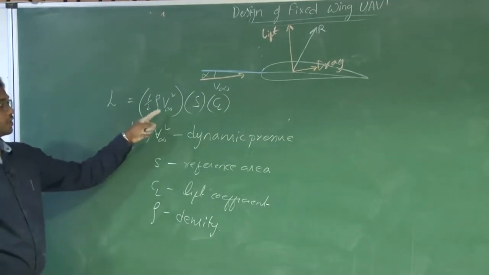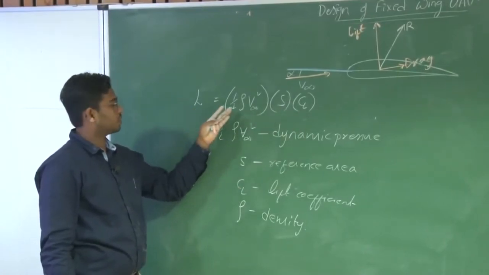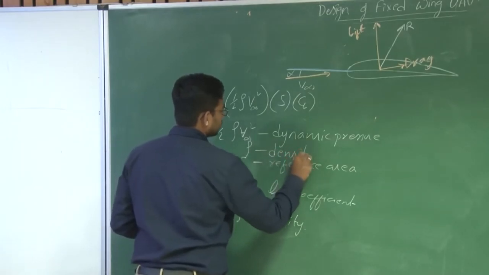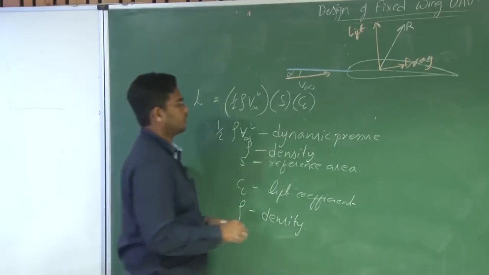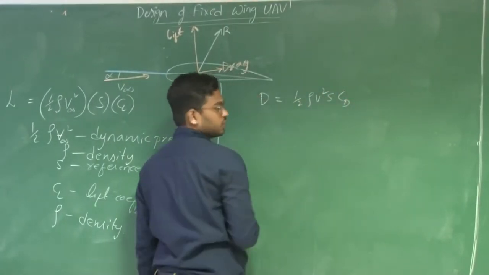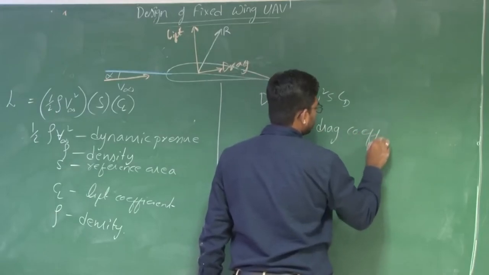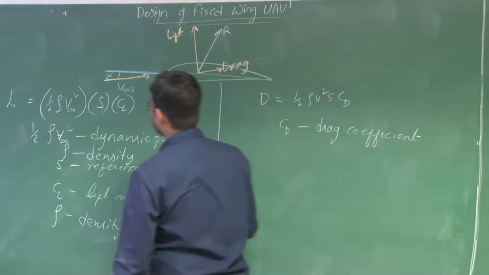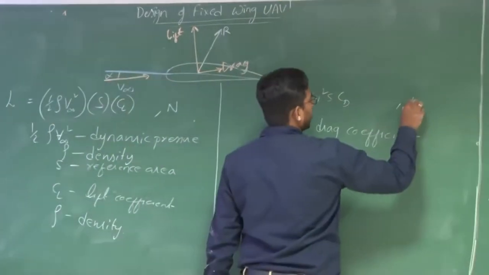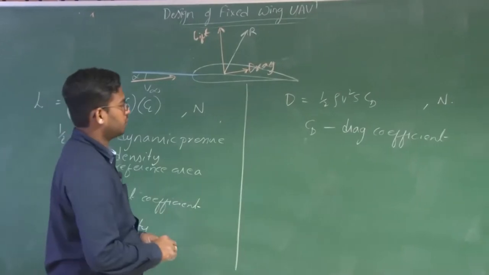Although you are moving at the same speed with the same aircraft at the same CL, at different altitudes you will end up producing different lift because rho will change. So density. And similarly, drag is defined as half rho V square S CD, where CD is the drag coefficient. What are the units of lift? Newton. Units of drag is Newton. What about units of CL and CD? They are non-dimensional quantities.